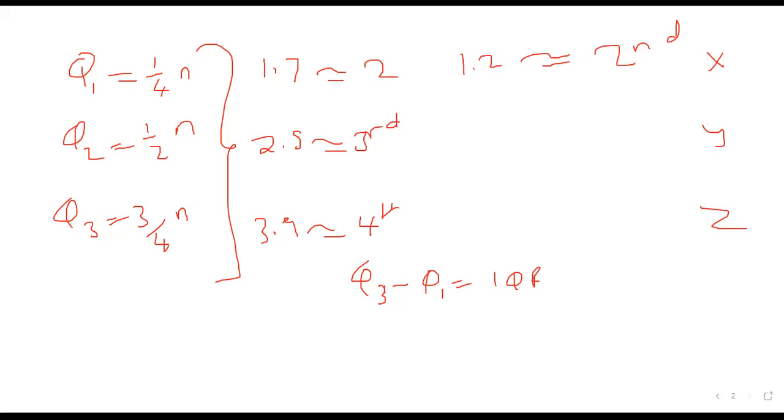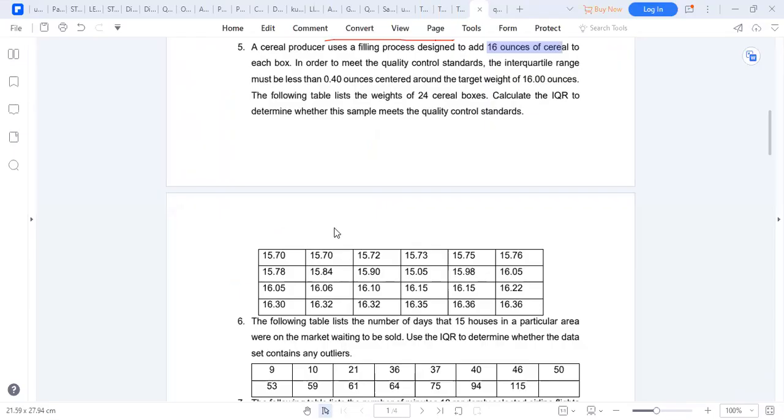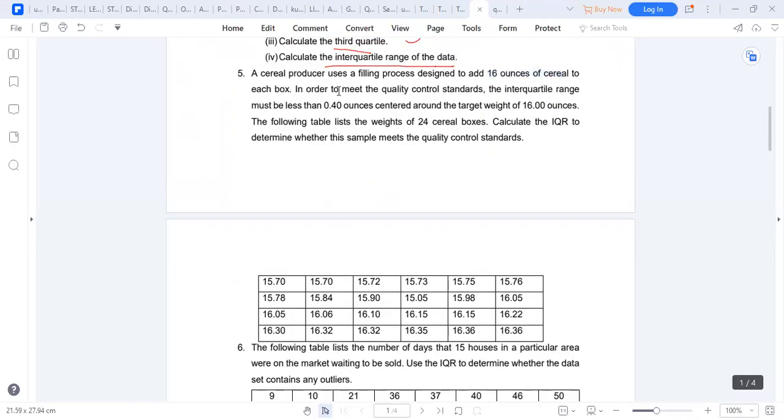All right, so we go to another question. We're looking at question number 5. A cereal producer uses a filling process designed to add 16 ounces of cereal in each box in order to meet the quality control standards. The interquartile range must be less than 0.4 ounces, centered around the target weight of 16 ounces. The table shows the list of weights of 24 cereal boxes and the interquartile range to determine whether the sample meets the quality control standard.